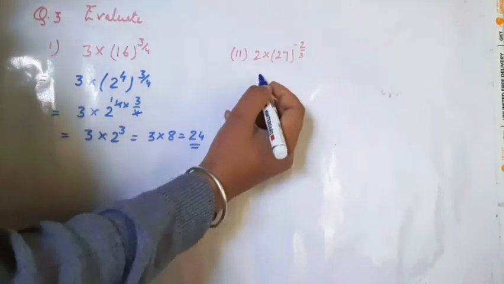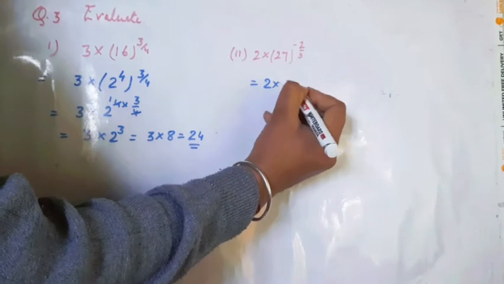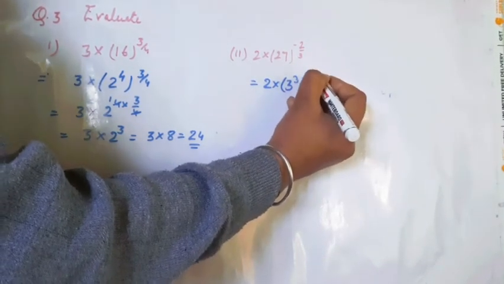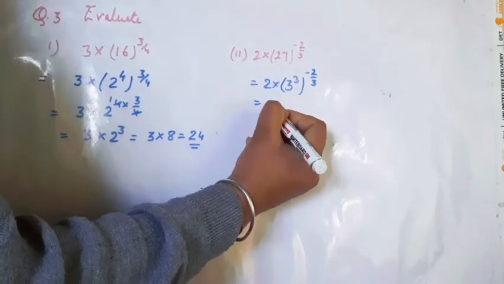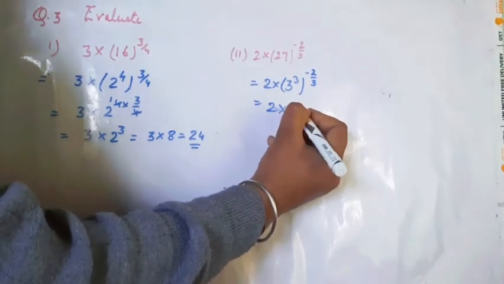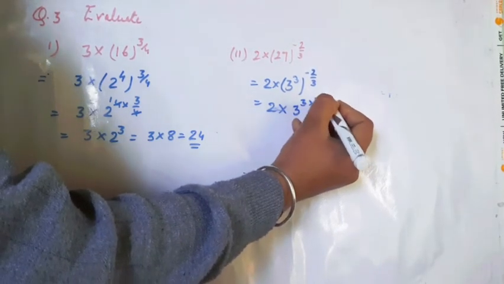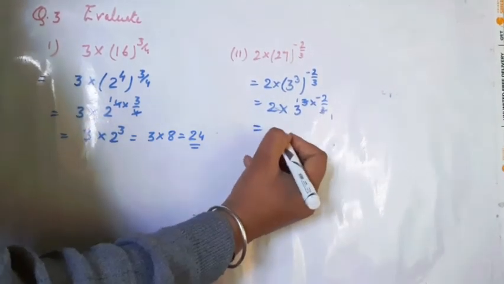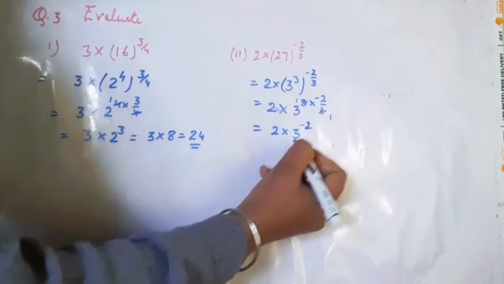Same in second part. This will be equals to 2 multiplied by 27 can be written as 3 raised to power 3 and whole raised to power minus 2 upon 3. So again powers will be multiplied. So this will be equals to 2 multiplied by 3 raised to power 3 multiplied by minus 2 upon 3. 3 ones are 3 and this will be equals to 2 multiplied by 3 raised to power minus 2.